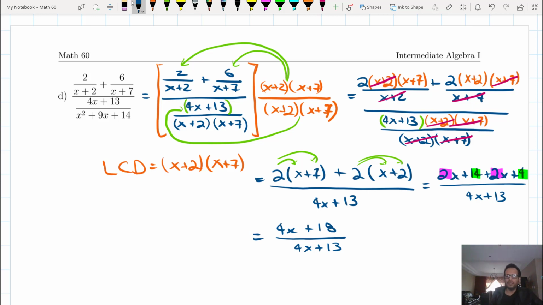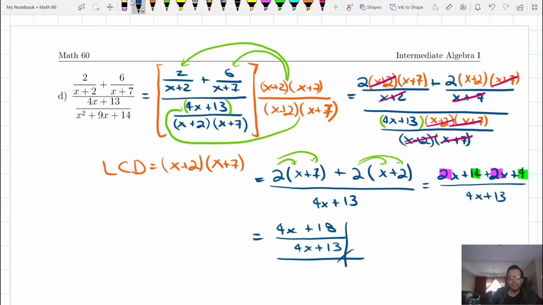Well, is there anything we can do to factor this out? Well, in the numerator, you might want to factor a 2, but that is not going to be any useful at all, because in the denominator we cannot factor anything out. Notice the number 4 and the number 13, they don't have anything in common, so we can just call it a day for this example right here.